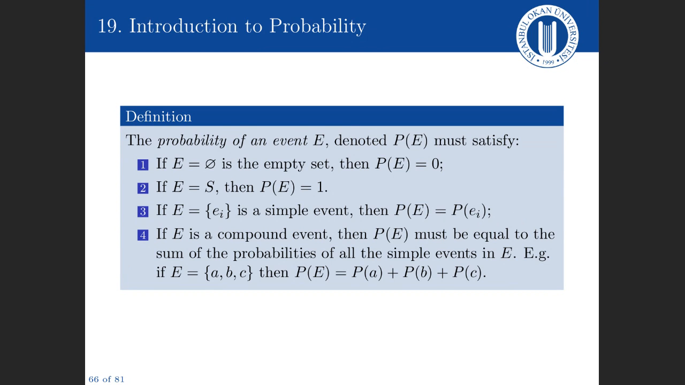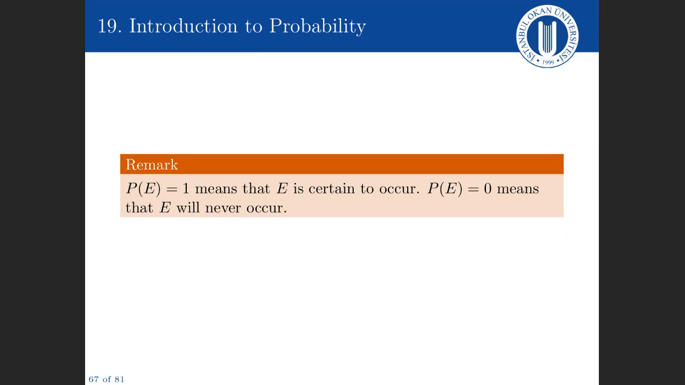For example, if E is the compound event containing A, B, and C, then the probability of E must be the probability of A plus the probability of B plus the probability of C. Let me remark that if we have P of E is equal to 1, that means E is certain to occur. If we have the probability of E is equal to 0, that means E will never occur.